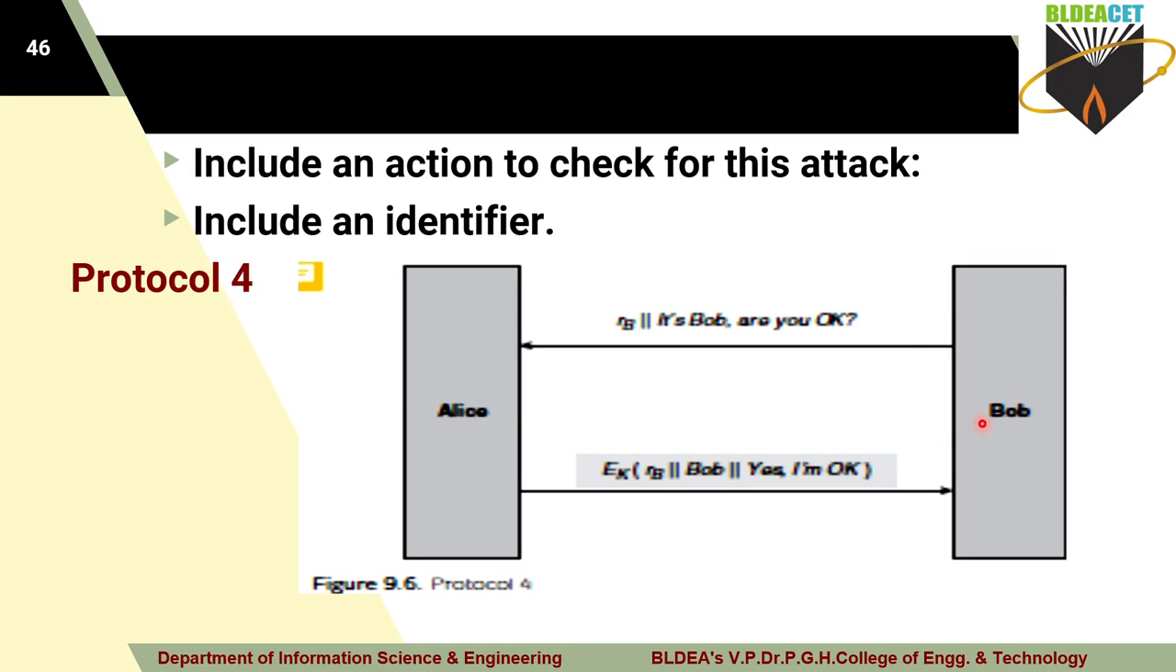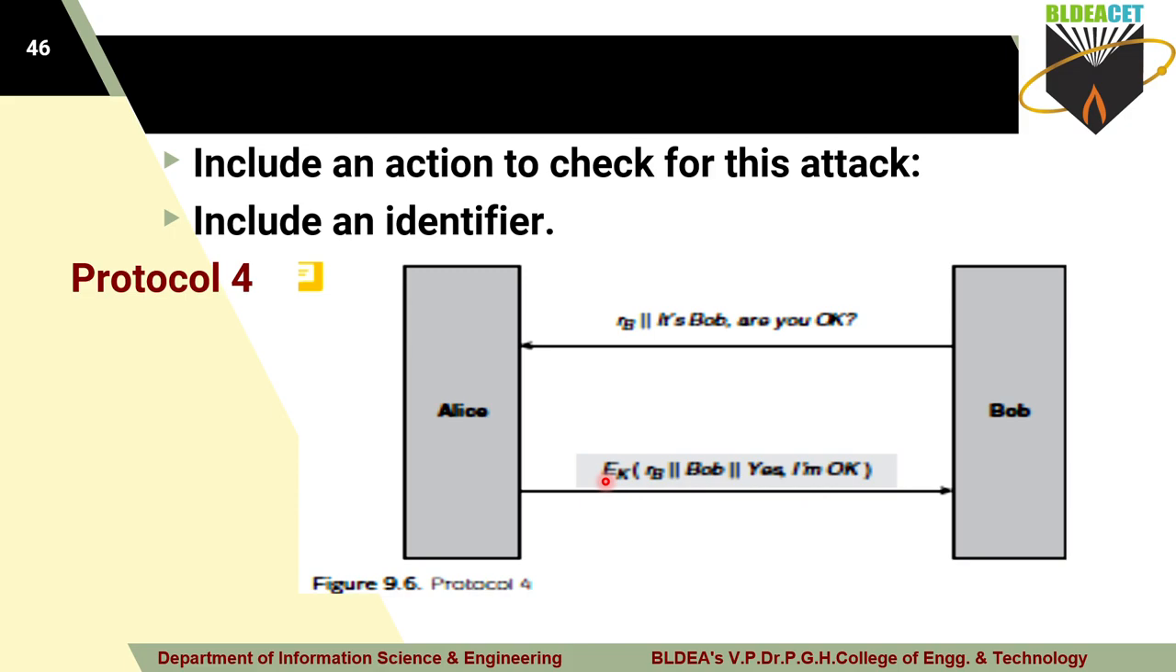So in protocol 4, what is the procedure? Same procedure. Here also Bob will send a message containing a nonce and the message. When Alice receives that message, Alice will send the reply. What does that reply message contain? A nonce and authentication of Bob's message. And instead of using a MAC, message authentication code, you are using an encryption algorithm.